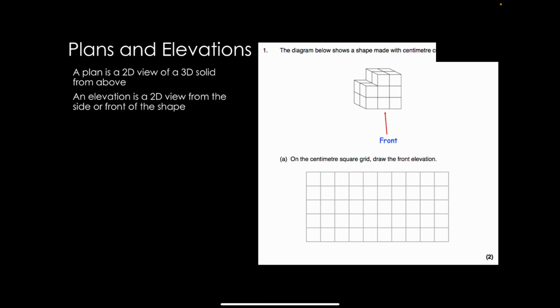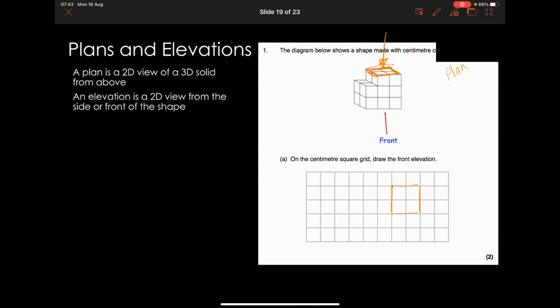In your exam, you'll be asked to draw a front plan or a side view or whatever of a shape. So a plan is a 2D view of a 3D solid from above. You must remember that if they say draw the plan, it's always from above. If I was to draw this shape from above, it would just be these top 4 squares. So it'd actually just be like that, because if you're looking down on it, you can only see these 4 squares.